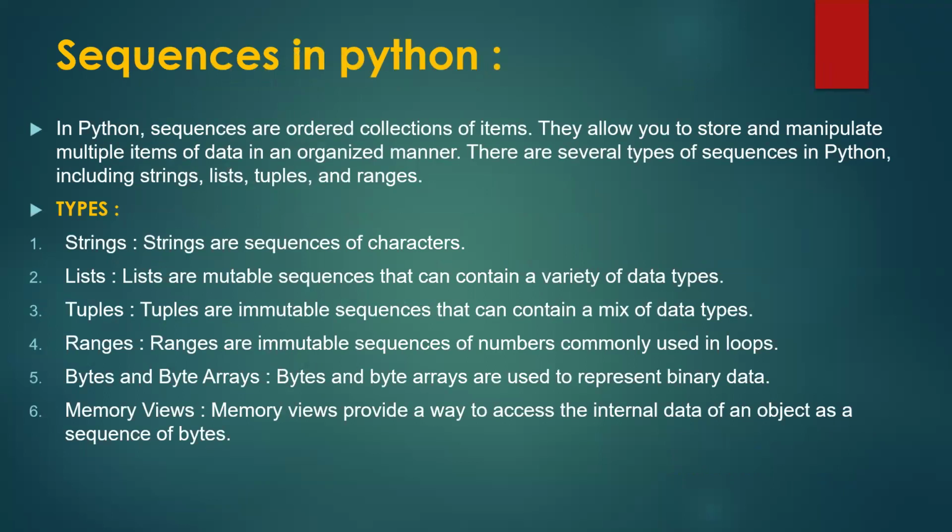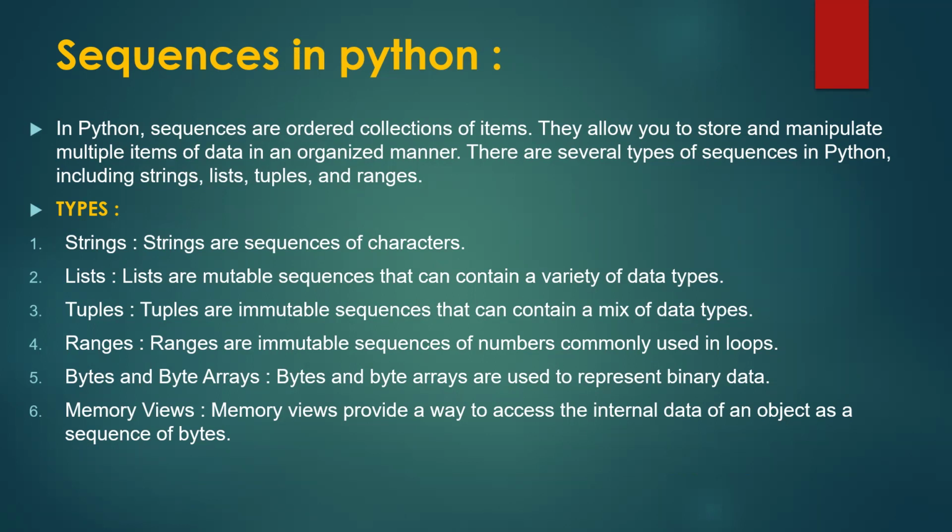Let's discuss sequence in Python. A sequence is an ordered collection of items. It allows you to store multiple items of data in an organized manner. And there are several types of sequences in Python.